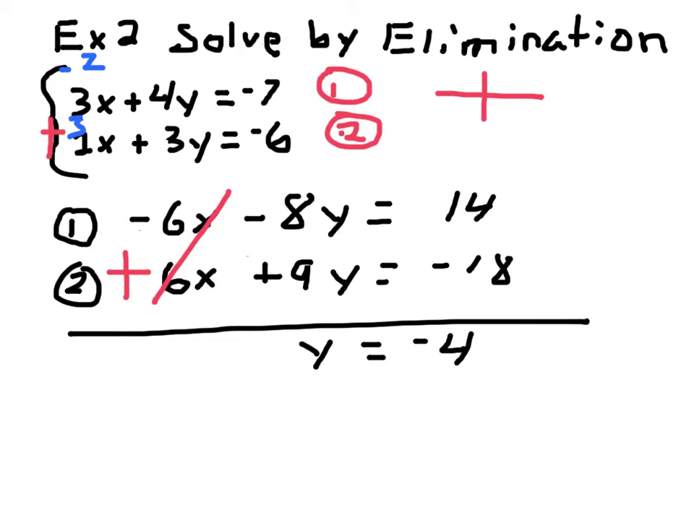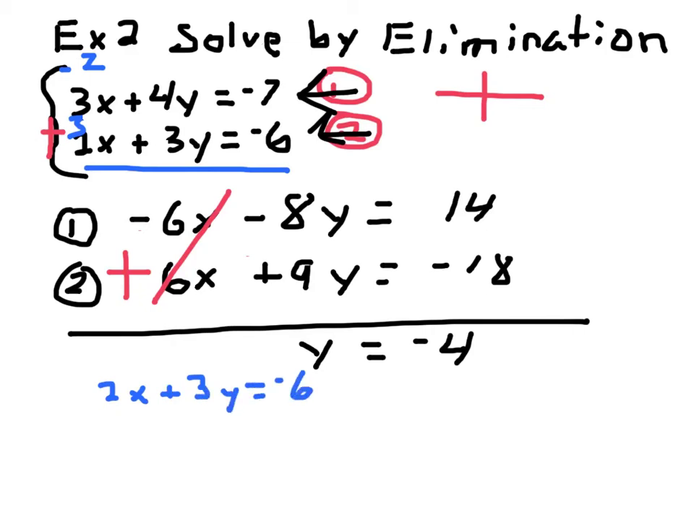Now how do I figure out what x is? Well, I simply pick one of these equations up here, and I substitute negative 4 in for y, and I solve it. I'm going to pick the second one. It just seems easier in this particular problem. So I'm going to take 2x plus 3y equals a negative 6.